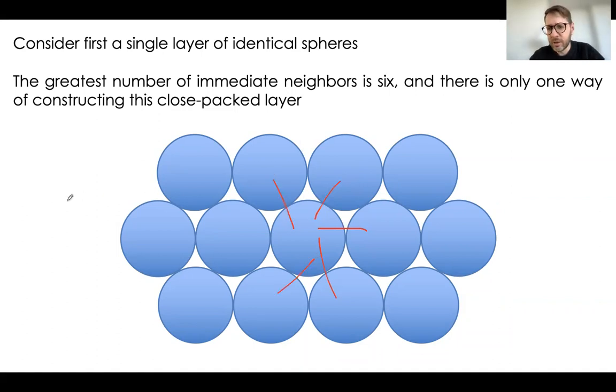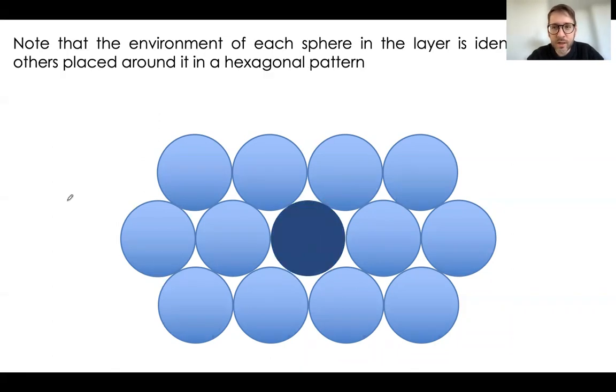Okay, so note that each one of these spheres in the layer is identical, with 6 others placed around it in a hexagonal pattern. And then remember that this also repeats itself along all dimensions.